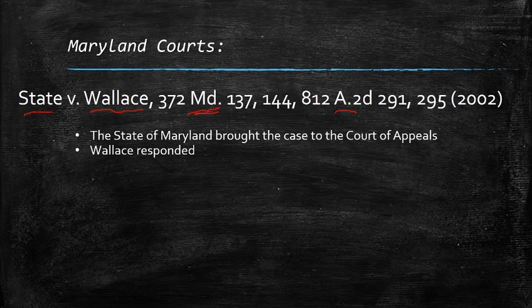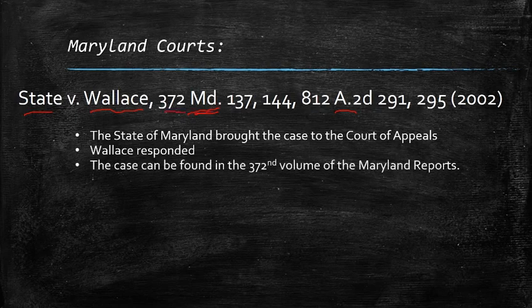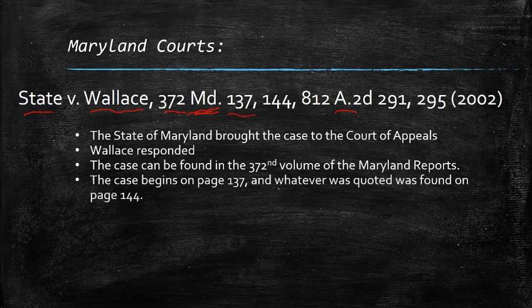Now, which volume of the Maryland Reports? Well, it's the 372nd volume of the Maryland Reports. And if you turn to page 137, you will find the beginning of this case. So 372 Md. 137 is the beginning of this case. Now, there must have been some quote or some legal rule cited, because we see which page number it can be found on, and that page is 144. So if you turn to page 144 of the 372nd volume of the Maryland Reports, you will find State versus Wallace.